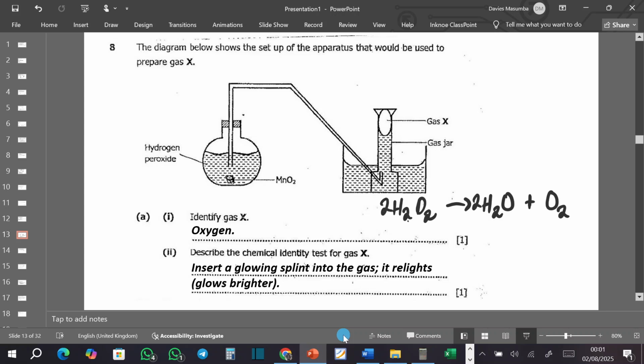So this is the reaction for hydrogen peroxide. So hydrogen peroxide is used to prepare oxygen. Okay, so we had to put hydrogen peroxide and then manganese oxide, which is a catalyst. Then the gas that is produced there is, um, hydrogen, I mean oxygen gas. So this is the gas jar, delivery tube, and this is water here.